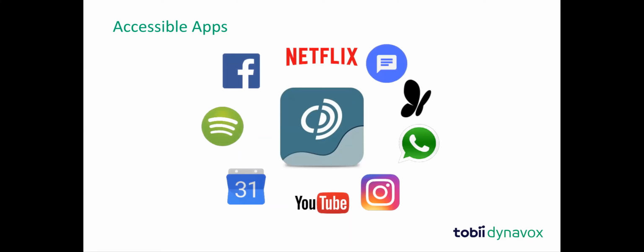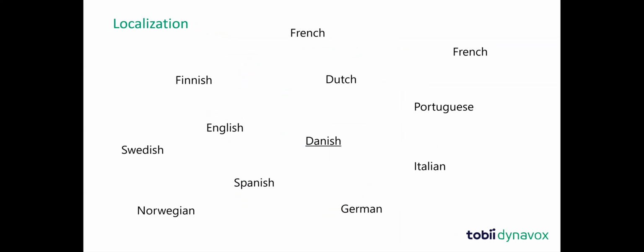So let's move on to the accessible apps inside Communicator 5. I hope you all have the ability to try them out. It's quite a big bunch right now. We have Spotify, Facebook, WhatsApp, Instagram, YouTube. There's a lot of stuff in there, and as I hope you all know, these are the localizations that we have for them right now, and Danish is one of them.